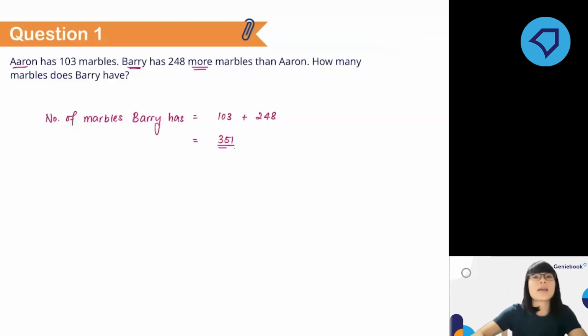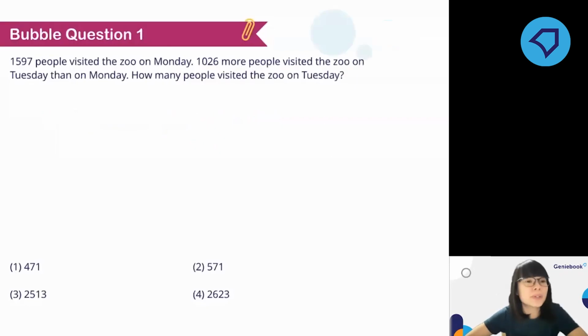Excellent job. Okay. So I believe nobody has any questions regarding this kind of word problem. Shall we go on to our bubble question number 1? Yes, bubble question. All right, so let's take a look at bubble question number 1.